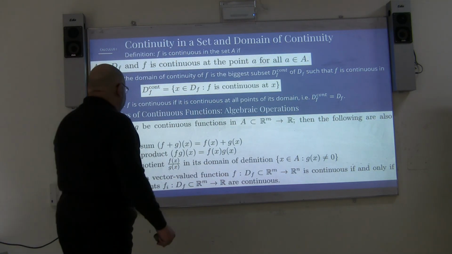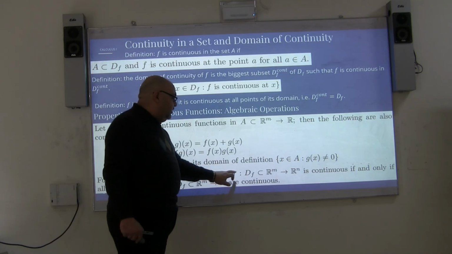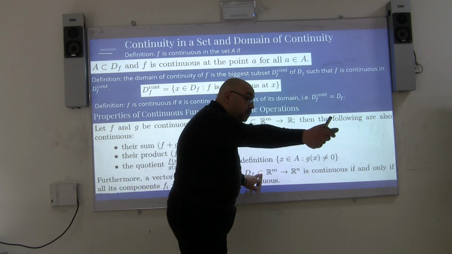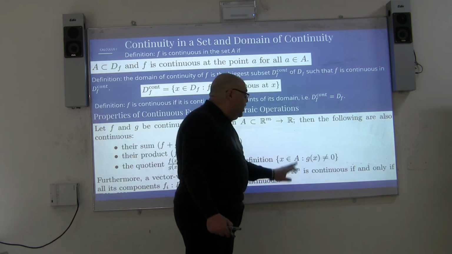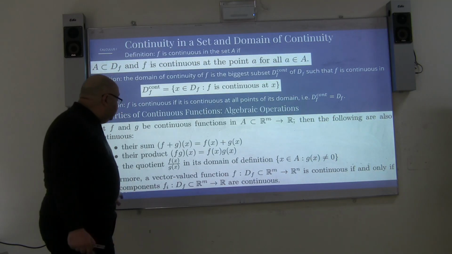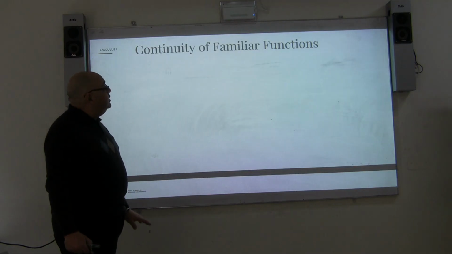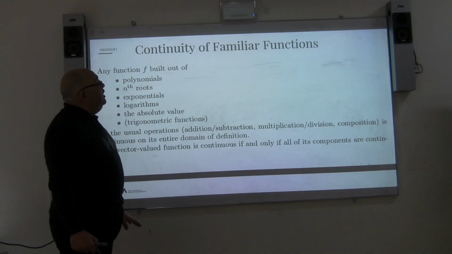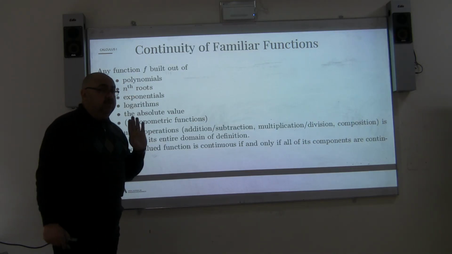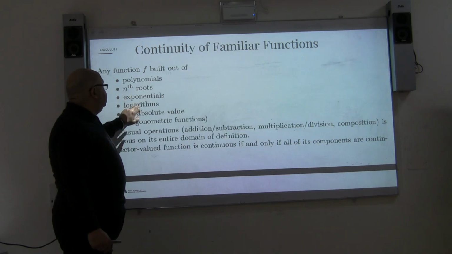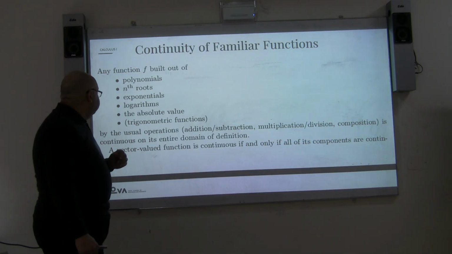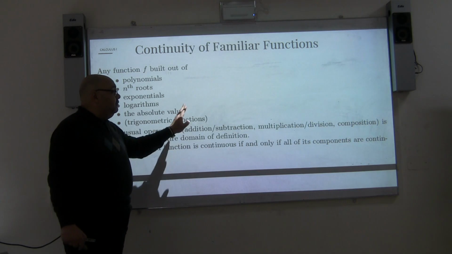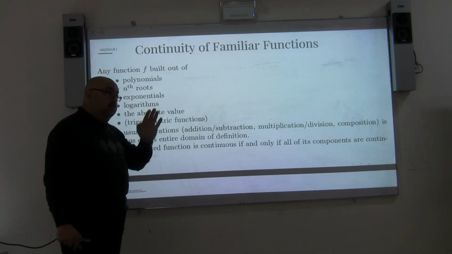Okay. Furthermore, a vector valued function f from Rn into Rm, يوم تبقى from 2 to 2, 2 to 3, 3 to 2, and so on. It's continuous if and only if its components are all continuous, as you will see. Continuity of familiar functions, دول الفانكشنز دول احنا كلنا عارفينهم continuous. البولينوميالز، الانفروتس، الاكسبوننشالز، absolute values, trigonometric functions, those are all continuous functions. By the usual operations, addition, subtraction, multiplication, division, composition, كلهم continuous.